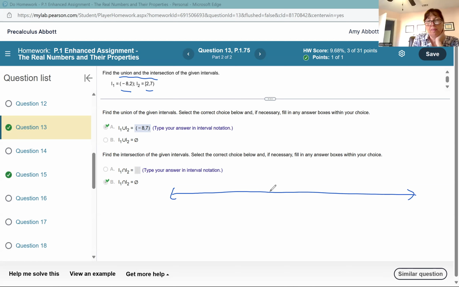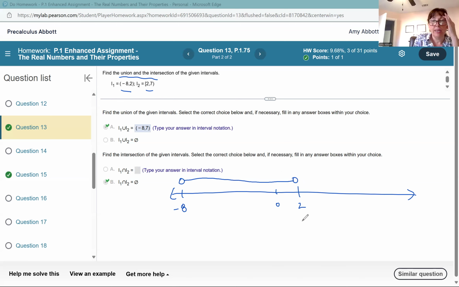We have, I don't know, 0 somewhere. -8 is to the left, and then 2 is over here. So -8 to the number 2, and it doesn't include the -8 or the 2. So it's a parenthesis or an open circle on them because that set doesn't have the number -8. It has all the numbers up to -8, but not -8.